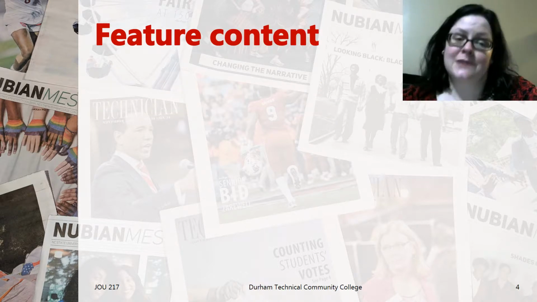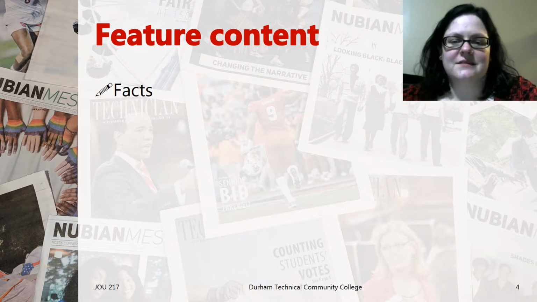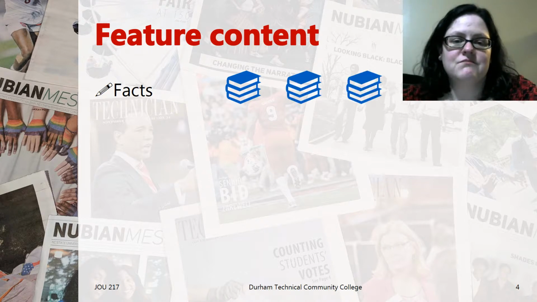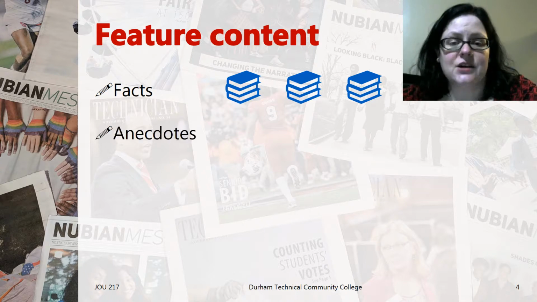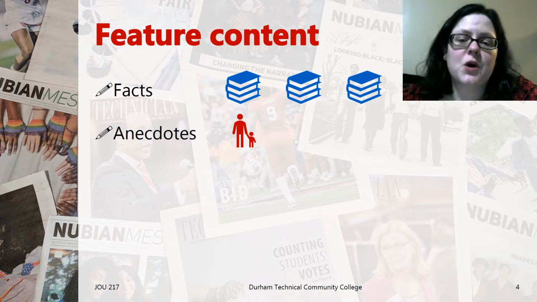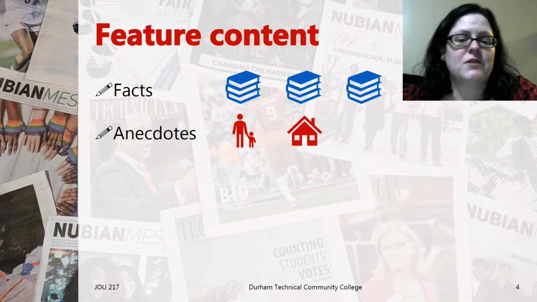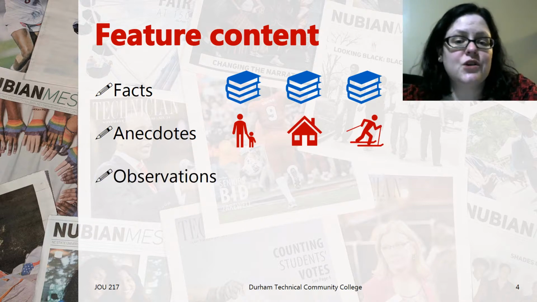So, what can be part of a feature story? You can start with the facts. Information you have gathered about your subject during your research. Now, you may have anecdotes, stories about a person's relationships, where they're from, or their hobbies. You can include your observations, either about the subject or about an issue.